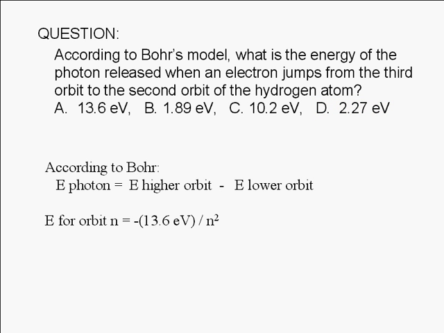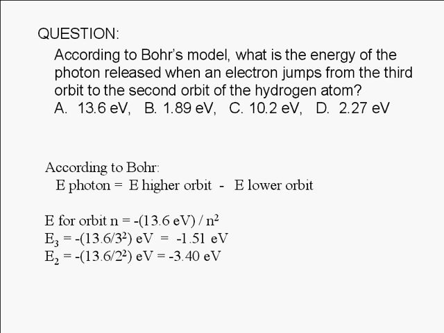According to Bohr, an atom releases one photon of light when an electron goes from a high-energy orbit to a low-energy orbit. The energy of the photon produced is equal to the difference in the energies associated with the orbits. For the hydrogen atom, Bohr derived the energy of the electron in the nth orbit to be negative 13.6 electron volts divided by n squared.